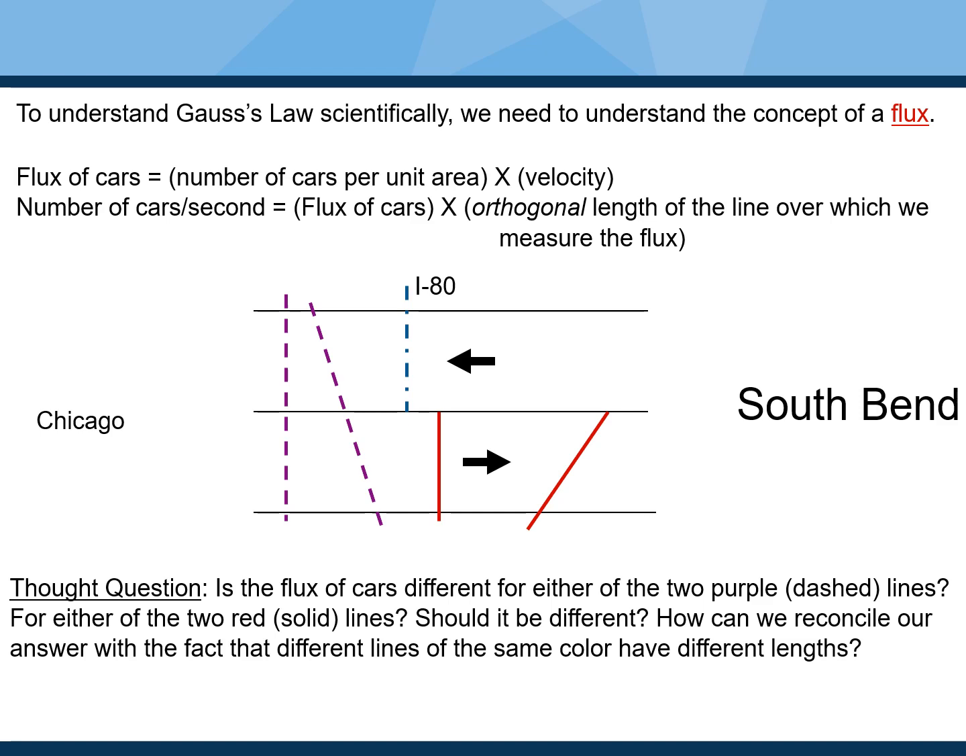So we can actually go ahead and say that imagine you have the city of Chicago to the left and the city of South Bend to the right. And this is I-80, which connects the two cities. Now in the morning, what do you expect?